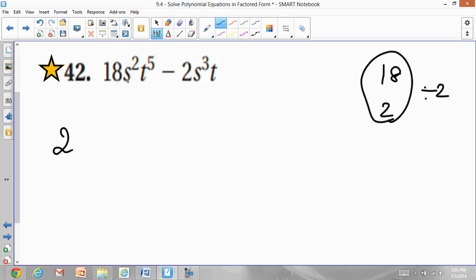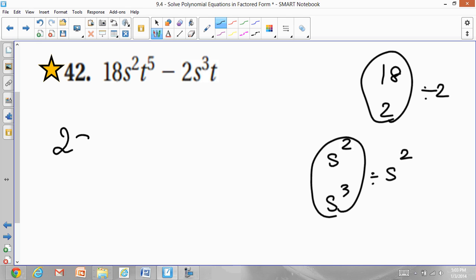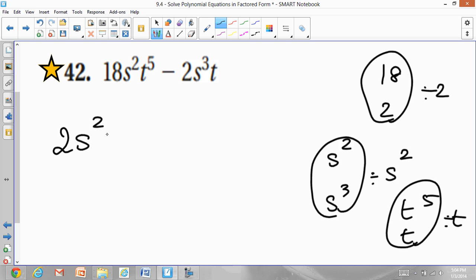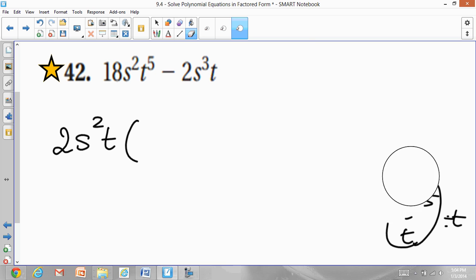So now I'm looking at s to the power of 2, s to the power of 3. So between s to the power of 2 and s to the power of 3, the common factor in this case is going to be s to the power of 2, which is the smallest one. So I'm going to pull this out. And now looking between t to the power of 5 and t, the smallest one is t. So I'm also going to pull out a t. So now if I open parenthesis, the rest of them has to go inside.